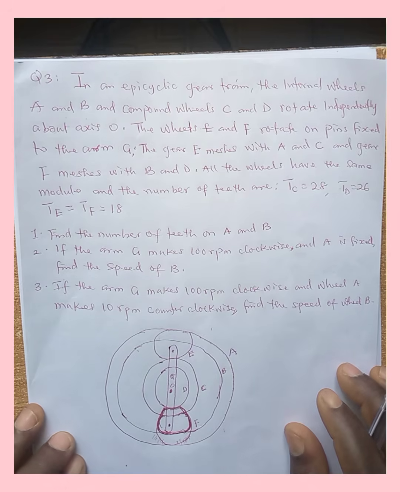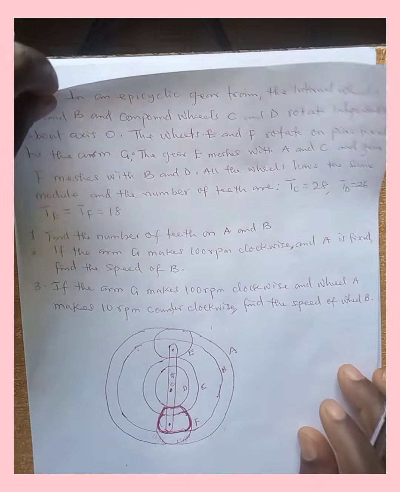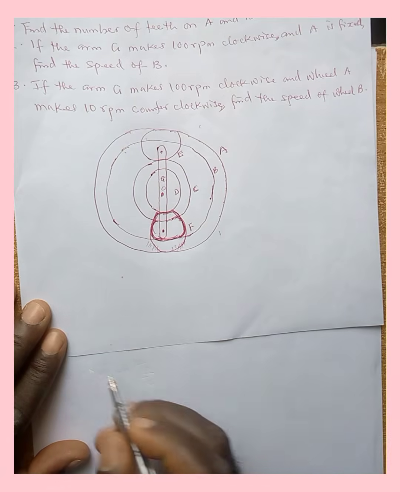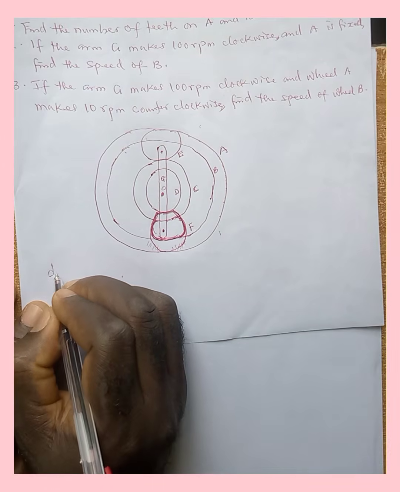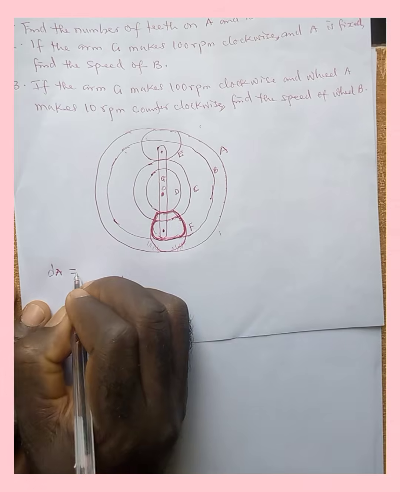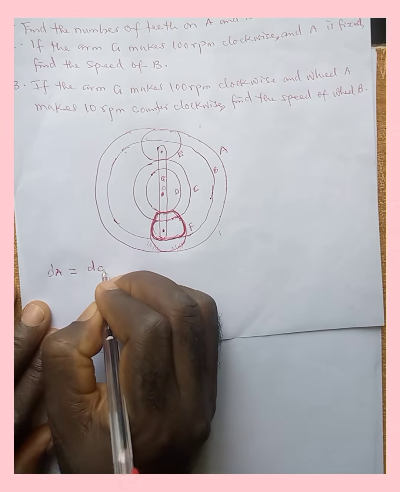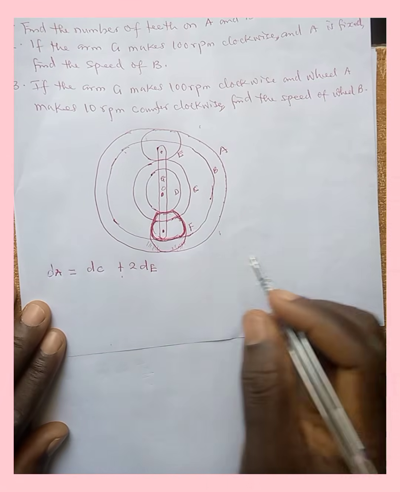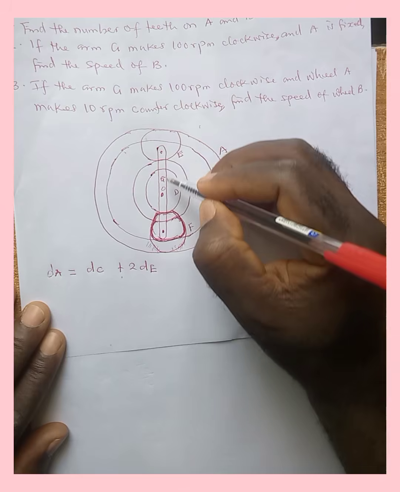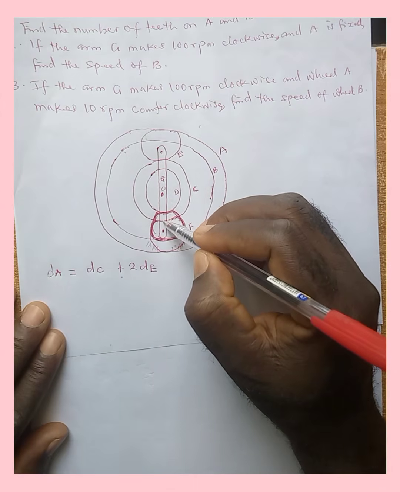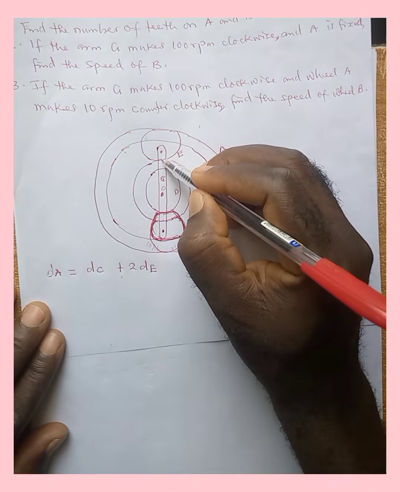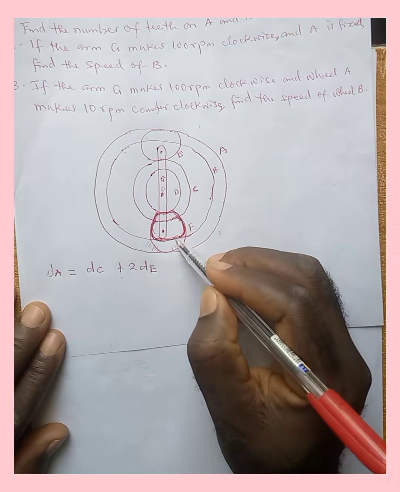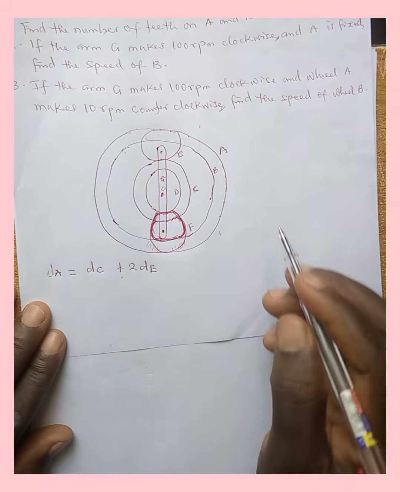Now, let us look at this. From this geometry, we can say that the diameter of wheel A or gear A is equal to diameter of gear C plus twice diameter of gear E. That is, the diameter of this A starting from here to this place is equal to diameter of this gear C from here to here plus the diameter of this E. Then we have similar of this around this place. That's why we say twice the diameter of gear E.